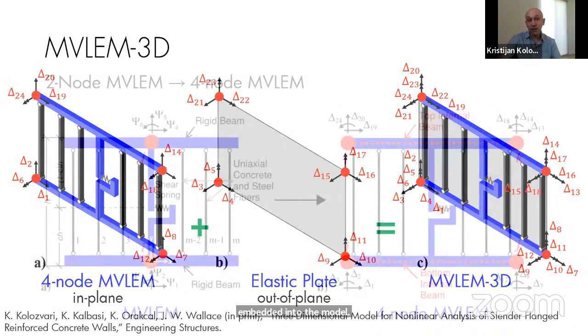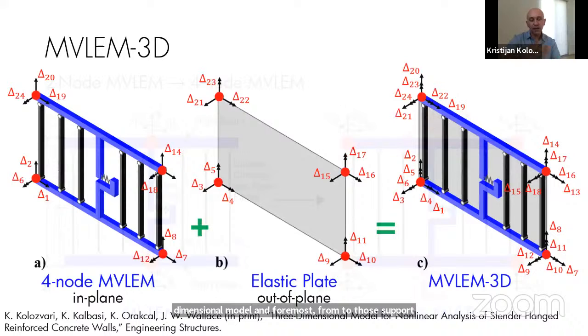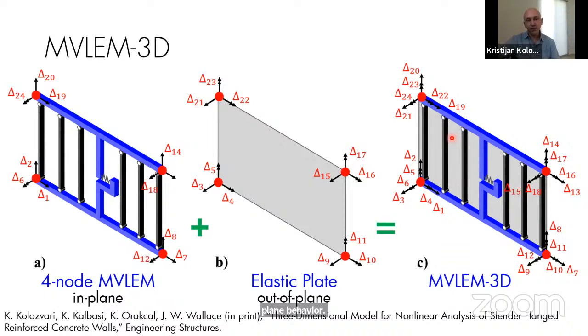Basically, that was going from the two-dimensional model from two nodes to four nodes. On top of that, we added elastic out-of-plane behavior to be able to model the full 3D systems. The elastic out-of-plane behavior is just there to provide some stiffness for the out-of-plane. This is similar to what you have in other software like Perform 3D. Again, the aim here was really to have a model that would be very practical.